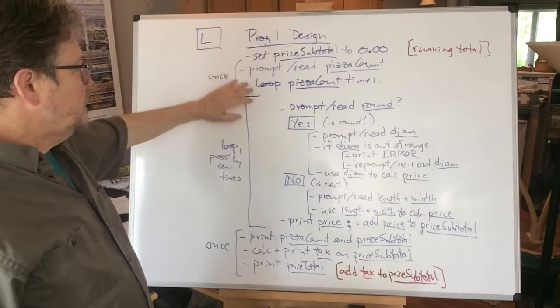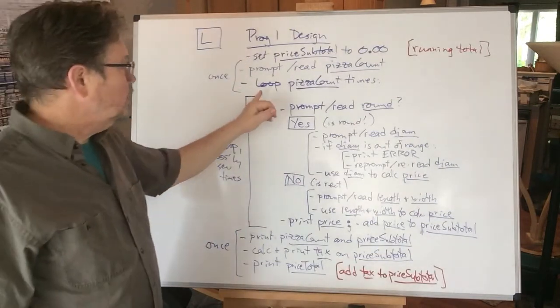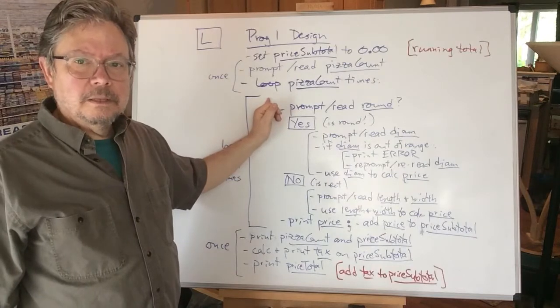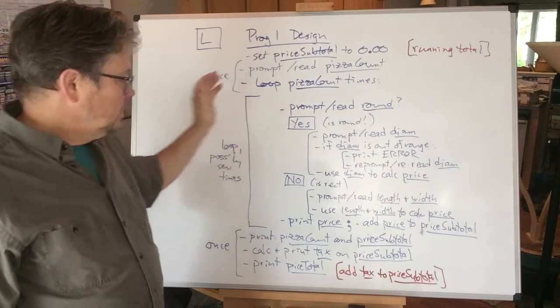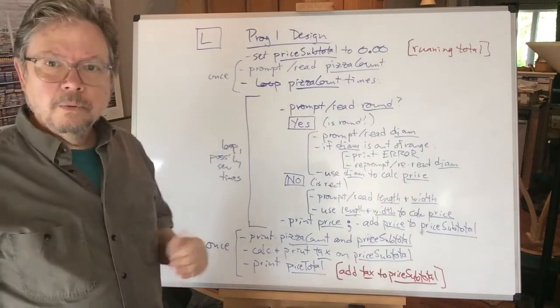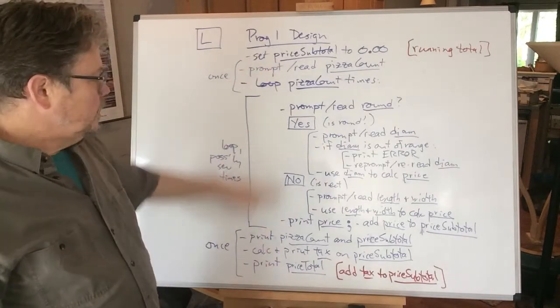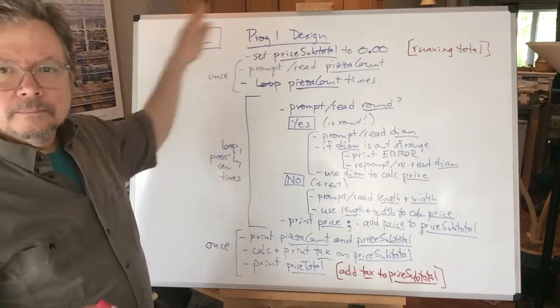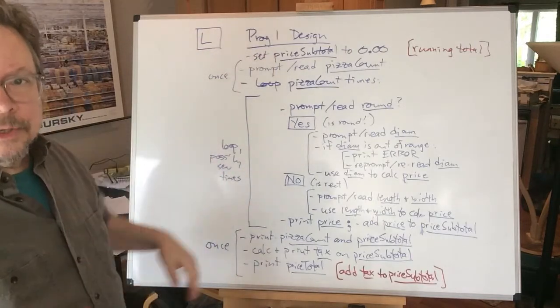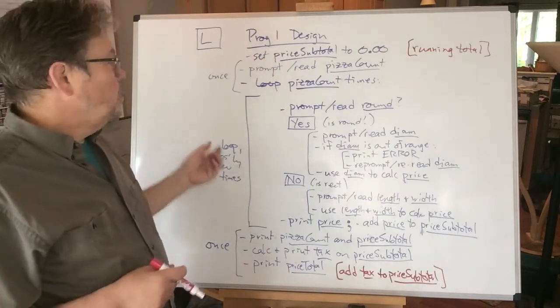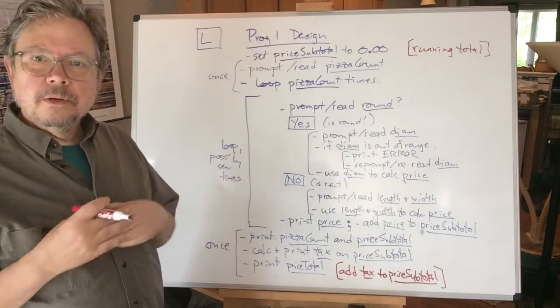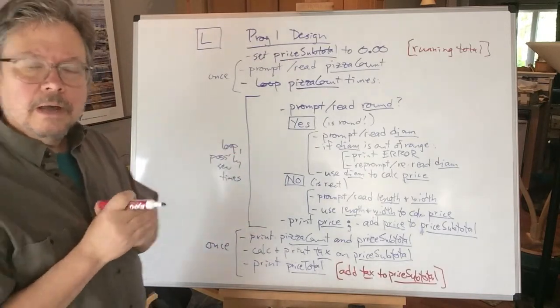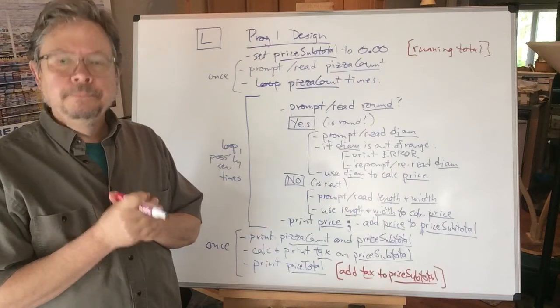Prompt, read pizza count, loop pizza count times. Now, loop, that needs to be nailed down just a little bit more. We have options. We have a variety of things we could do. We can do a while loop. We could do a for loop. I could just stand here and wave my hand all day. When do we use one? When do we use the other? Well, think about how smart we are now. I think we've discussed this before, haven't we?